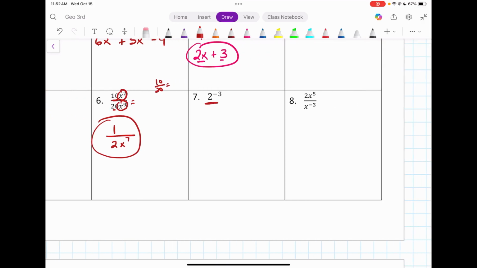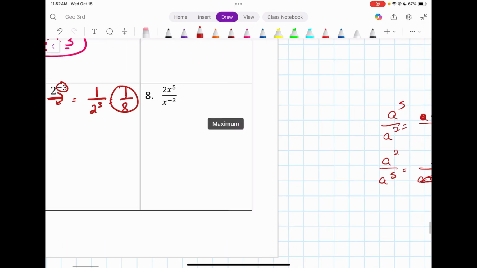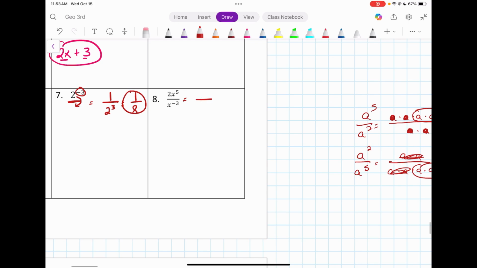Negative exponents work in this way. Anytime you have a negative exponent, in order to make that negative exponent positive, you simply move it across a fraction bar. Notice I created a fraction bar there. When I move 2 to the negative 3 to the bottom, it becomes 2 to the positive 3. Anytime there's nothing left, we always put a 1. So you can leave your answer like that, or you could actually multiply 2 times 2 times 2. That gives you 1/8.